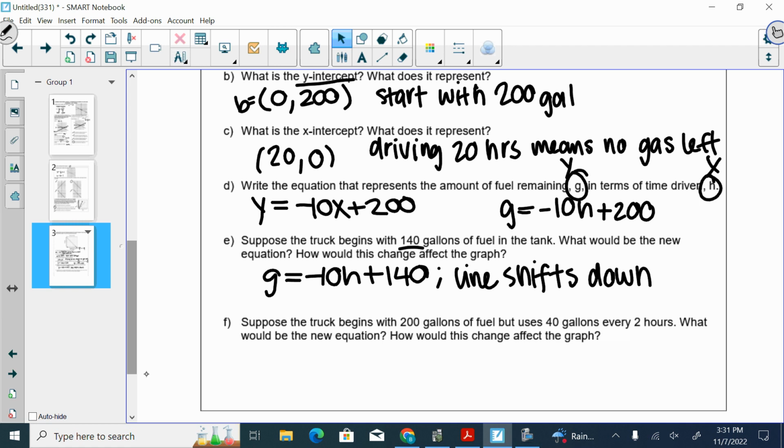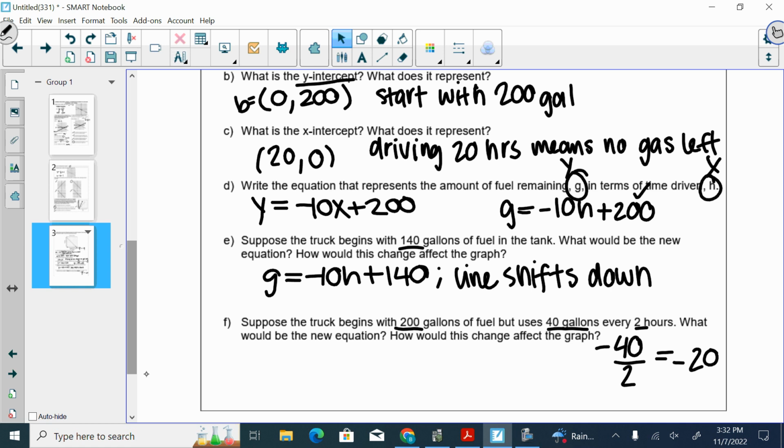Last one. This time it says, suppose your truck begins with 200 gallons. So same as it did here, but it uses 40 gallons every 2 hours. So the 40 gallons every 2 hours is how we came up with our slope, right? So now, instead of it being -10, it says it's 40 for every 2. Well, can I simplify 40 over 2? What is it? 20. But we're still using fuel, right? So it's still going to be a negative. We're taking fuel away, so it's -20.